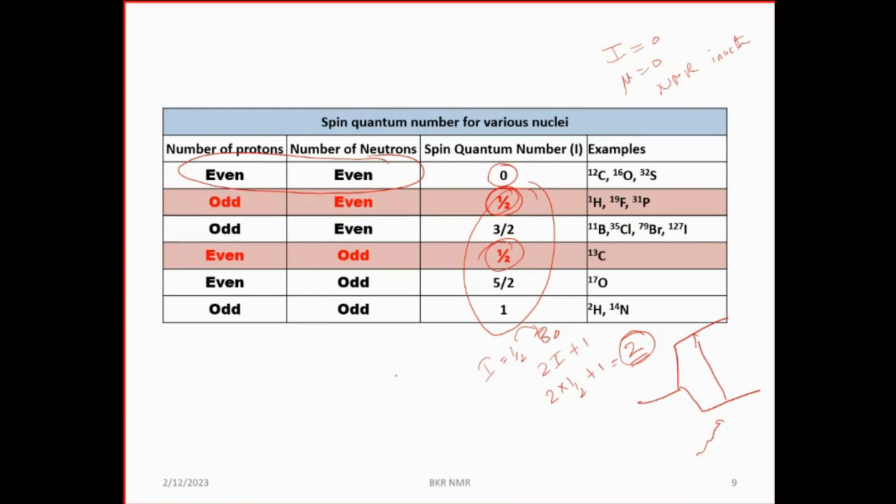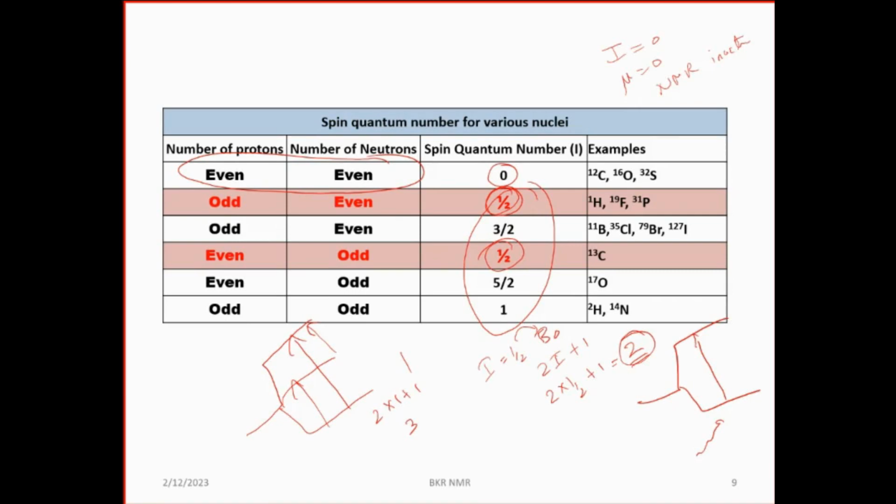But if I have I equal to 1, I'll have 2 into 1 plus 1, so totally 3 states. So 3 states means I'll have 3 splitting. So I'll have this excitation, this excitation, this excitation. The problem with this particular spectrum is that it will become very complex. I'll have more number of peaks, so the spectrum will be very complex and elucidation becomes very difficult.